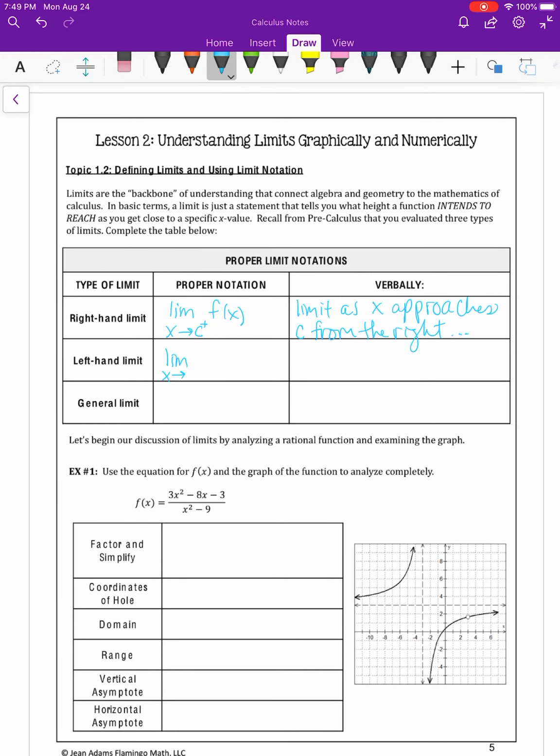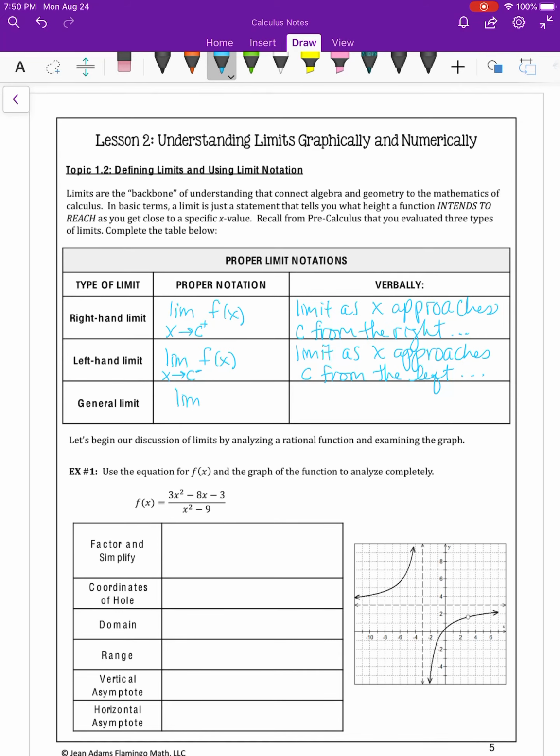Left-hand limit, the limit as x approaches c, we put a little minus up here, from the left of f of x. Limit as x approaches c from the left.